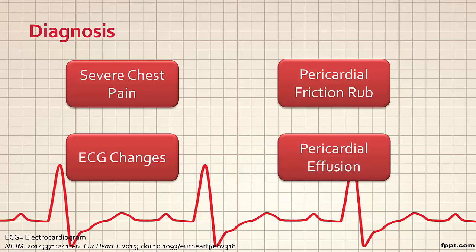The final major criteria is a pericardial effusion and occurs in around 60% of patients with pericarditis. While these are the 4 major diagnostic criteria, patients may also exhibit a low-grade fever, elevated cardiac biomarkers such as troponin, and elevated markers of inflammation such as a high white blood cell count. Some patients may even be asymptomatic.